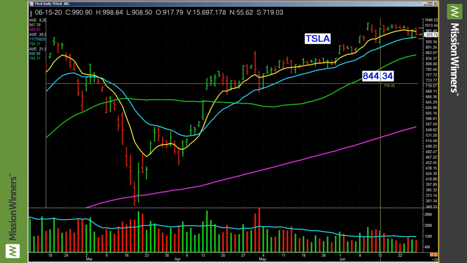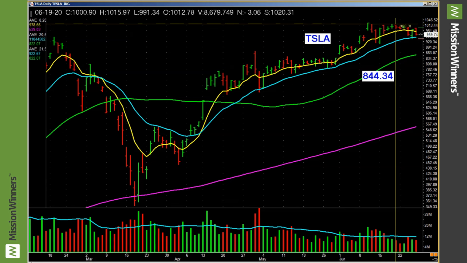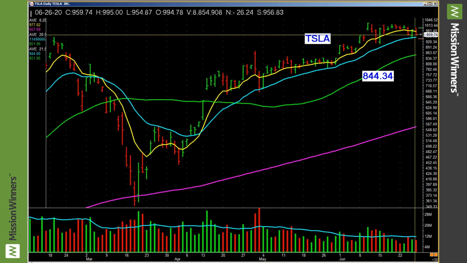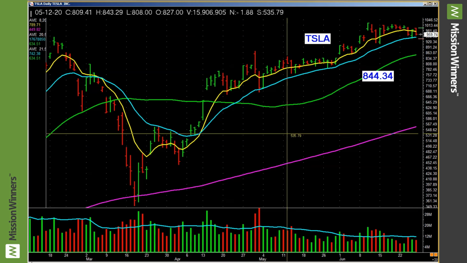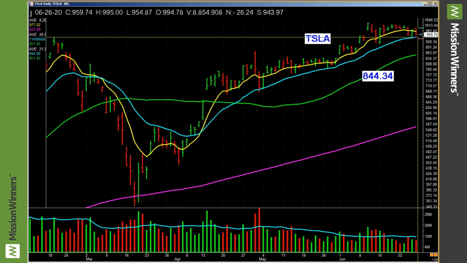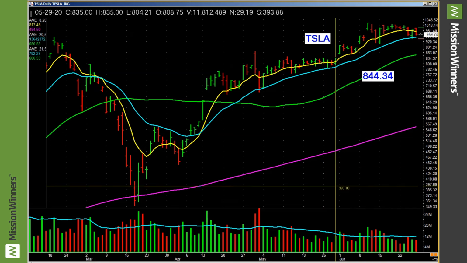Our cost in this is 844. We've sold some into strength, all right? We're still up 100 right now. We're still up close to 120 points. We're in good shape. But are we going to get sloppy with it? No, it will tell us what to do.